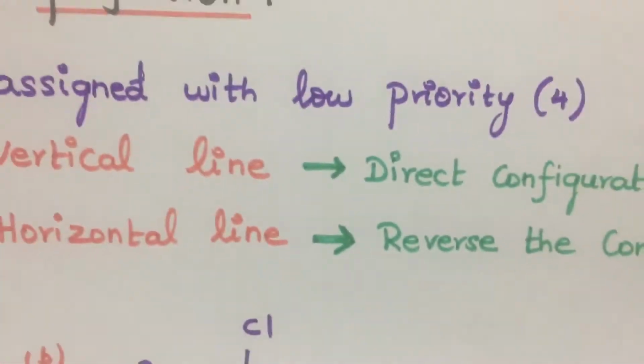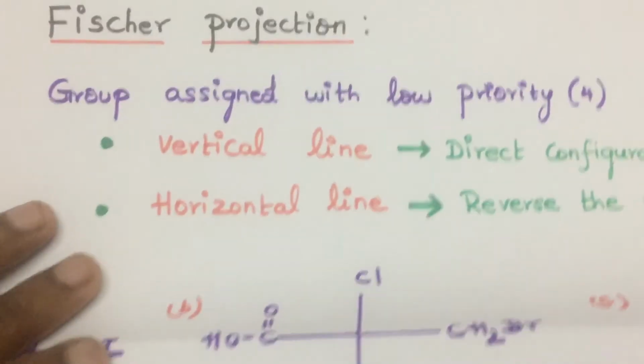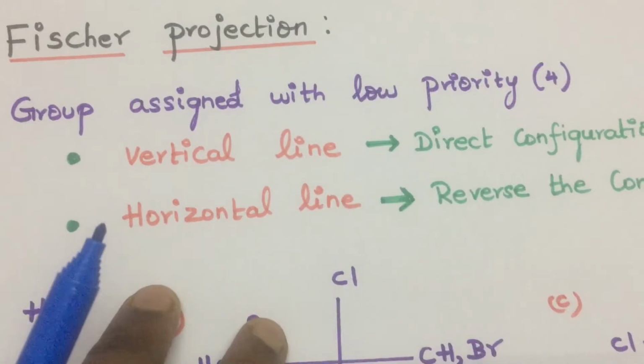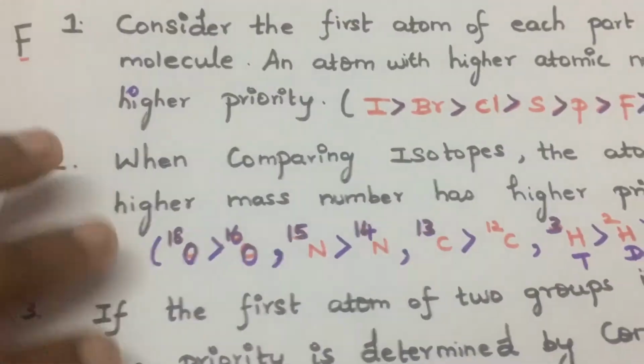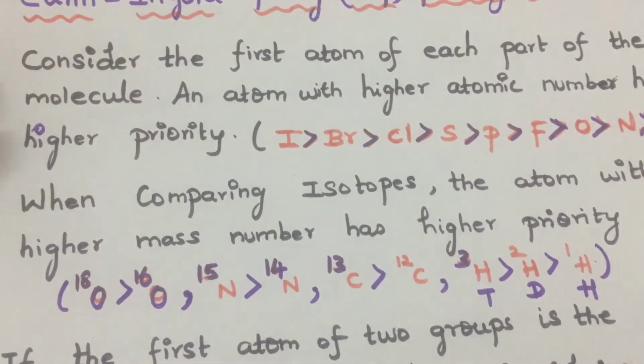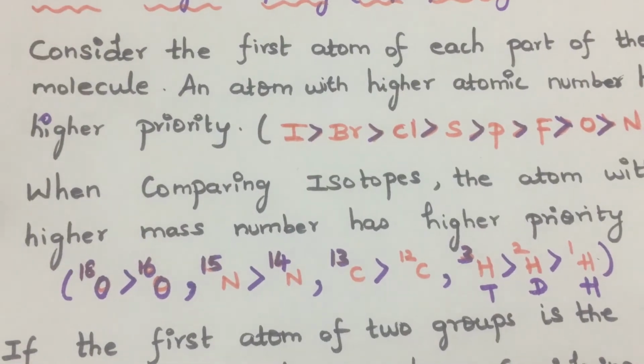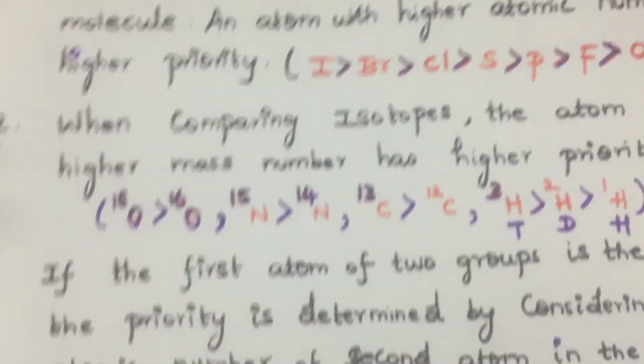So what is the rule here? This is very simple, students. To assign, we have to follow the priority rule. As I discussed before, we give priority according to the higher atomic number. Same rule as I explained before.